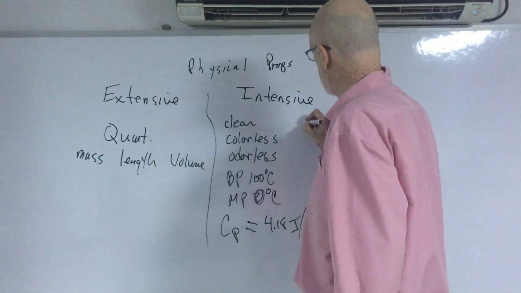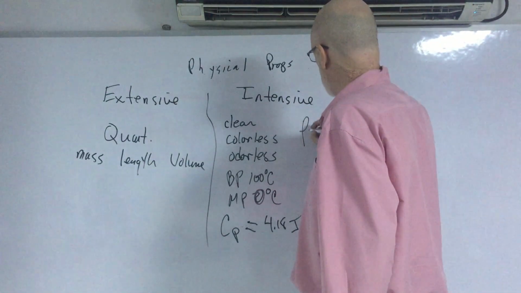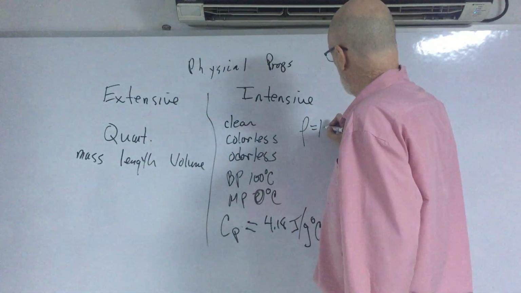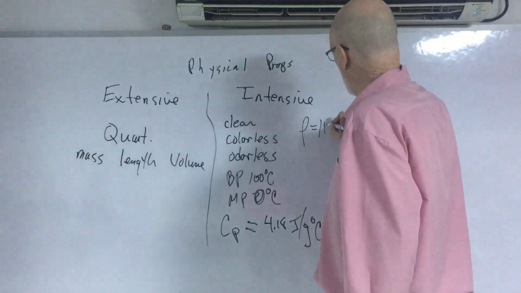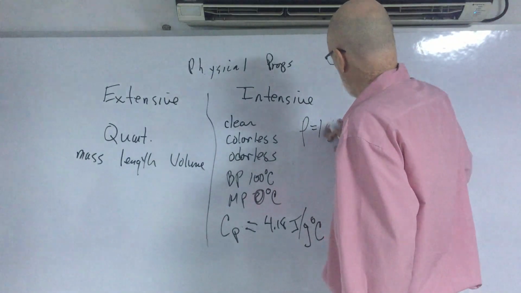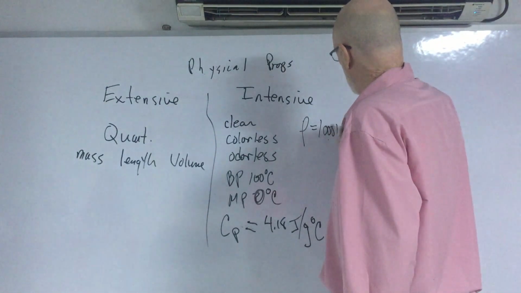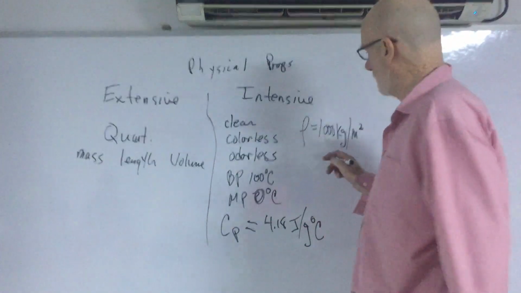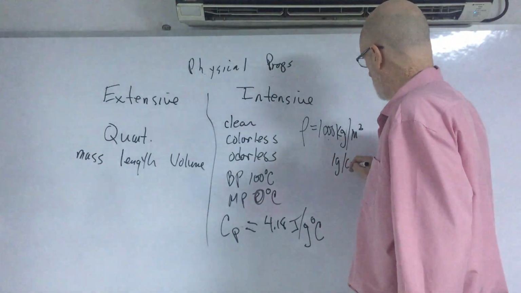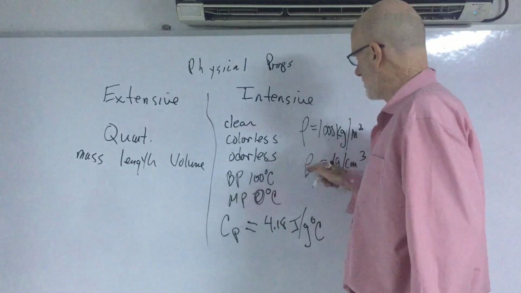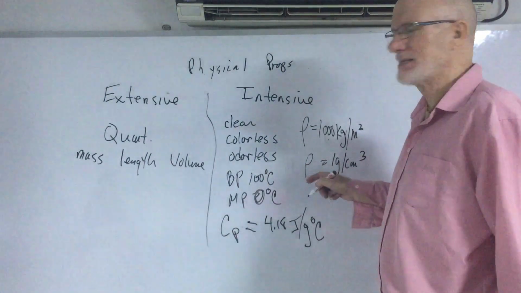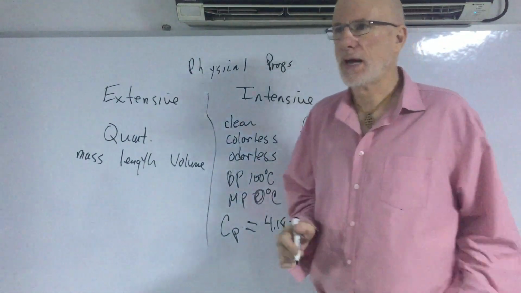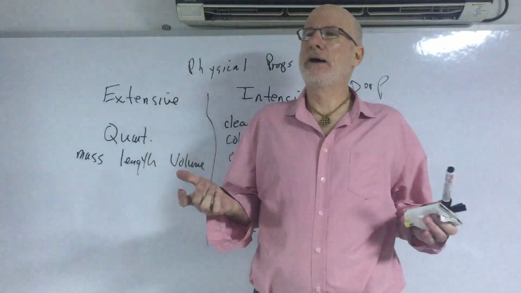It has a density of 1,000 kilograms per 1 cubic meter, or in chemistry we say 1 gram per cubic centimeter. That's a rho, a Greek letter rho, which means density. Density can also be D or a rho. Okay? What else?